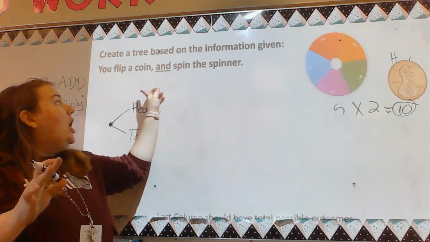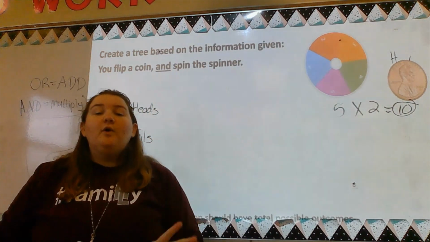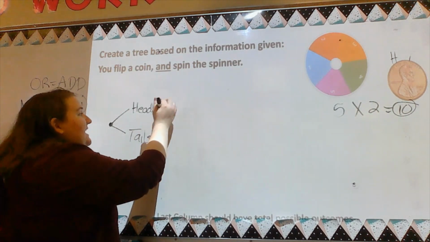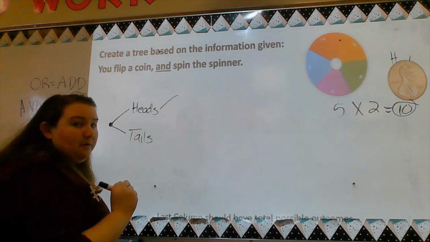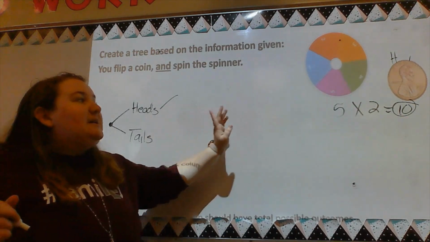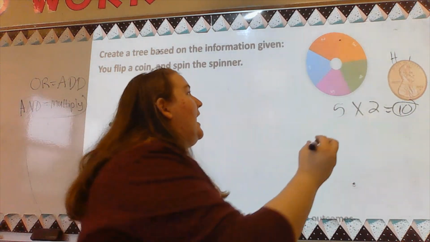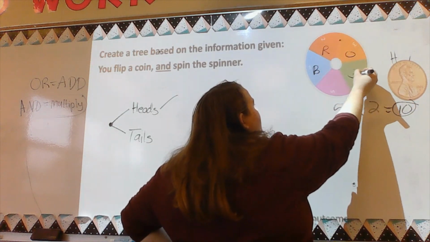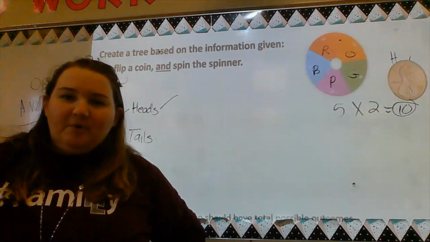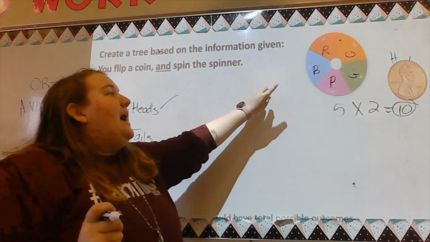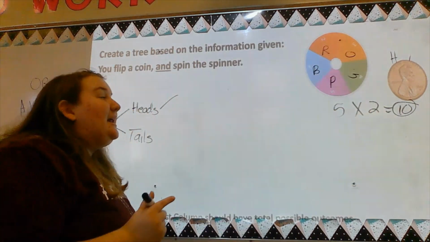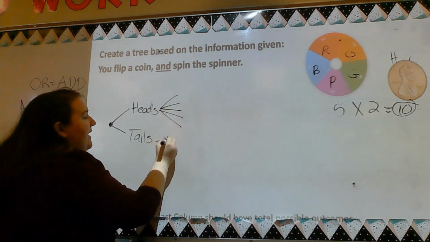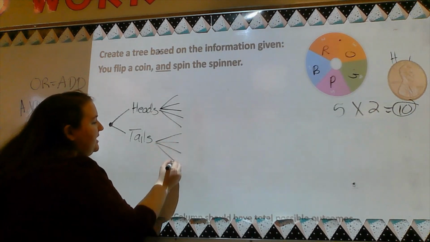We also spin the spinner. So we're going from our branches to our twigs. So we're going to extend from these out. Now, I'm going to use my spinner. How many options are on my spinner? I have B, blue, R, red, O, orange, G, green, P, purple. Okay, I'm going to abbreviate to save some time. That is 1, 2, 3, 4, 5. That means I'm going to have 5 twigs coming from each branch.